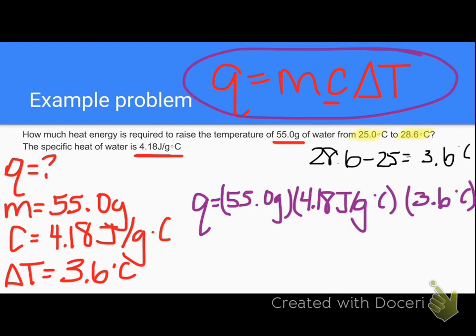So you've already heard me say this a few times, but you're going to hear me say it throughout the entire year: you need to keep track of your units to make sure that they match up and that they cancel. So what's going to happen here is, see, I have grams in 2 spots. Those are going to cancel. I have degrees C in 2 spots. Those are going to cancel. The only unit that I am left with at this point is joules.